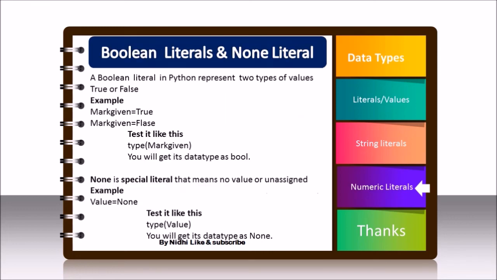Boolean literal and none literal. A Boolean literal in Python can store 2 types of value: either true or false. See the example: I have taken a variable named marks given and its value is true. Then I take the same variable again and assign it the value false. You can check its type by using the type method. Just write type in IDLE and pass this variable. You will get its data type as bool. Bool means boolean, it is holding a boolean value.